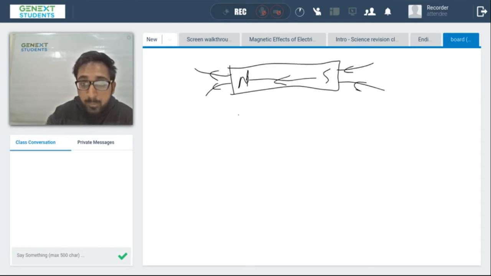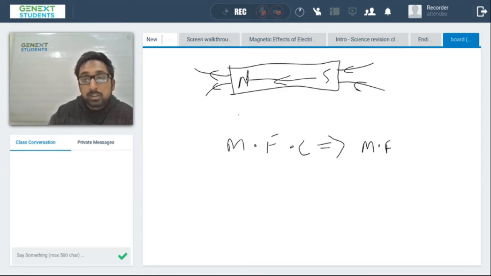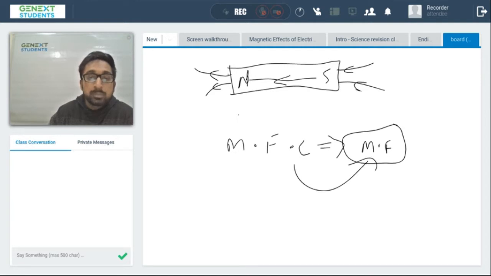What is a magnetic field line? They represent the magnetic field. Physically they do not exist, I mean, you cannot see them or touch them, but they do exist. So why do we draw magnetic field lines? Just to understand the magnetic field: the direction in which the lines are moving represents the direction of the magnetic field. Okay, perfect. This is what a magnet is all about.